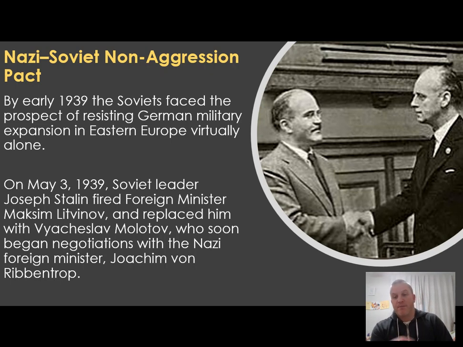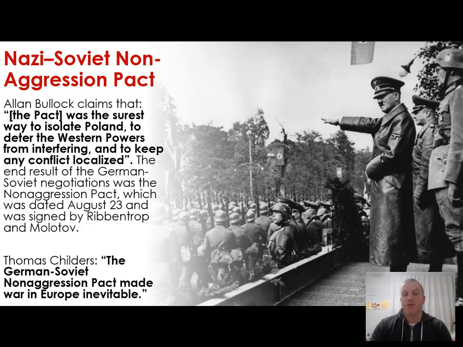The Nazis need to sign it because they're going to fight the West. They're going to go over, fight France really quickly, knock them out of the war, and then eventually they'll go over and fight the Russians or the Soviet Union, which is exactly what happens. Alan Bullock claims that the pact was the surest way to isolate Poland, to deter the Western powers from interfering, and to keep the conflict localized. Thomas Childers writes that the German-Soviet non-aggression pact made war in Europe inevitable.